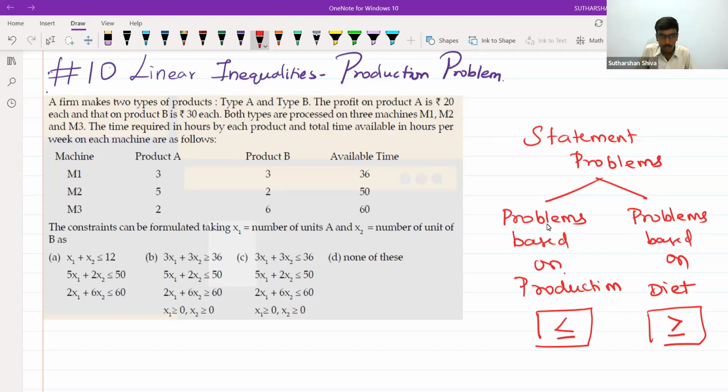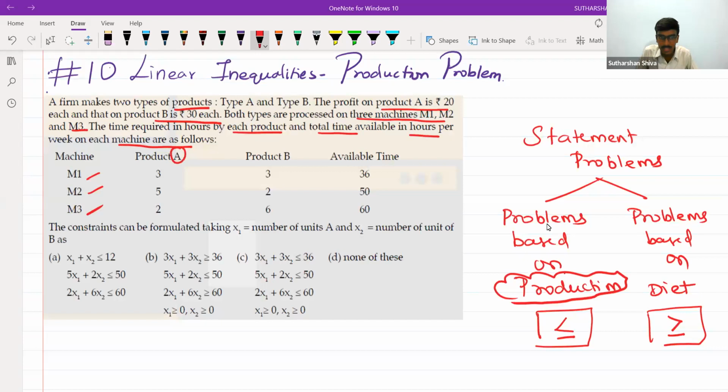In the question, there are two types of products, type A and type B, with the profit of product A and the profit of product B given. Both types go through machine 1, machine 2 and machine 3, with the time each product requires and the total time available in each of these machines given. It is based on production, something they are going to produce. Whenever you come across production, everything should be less than.